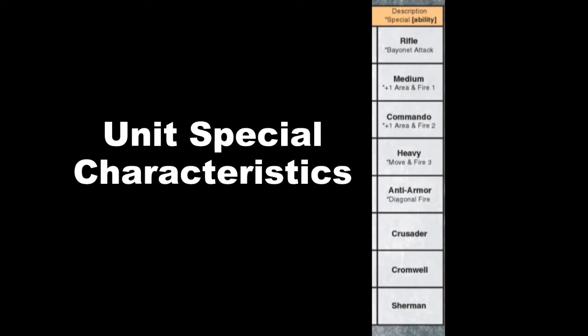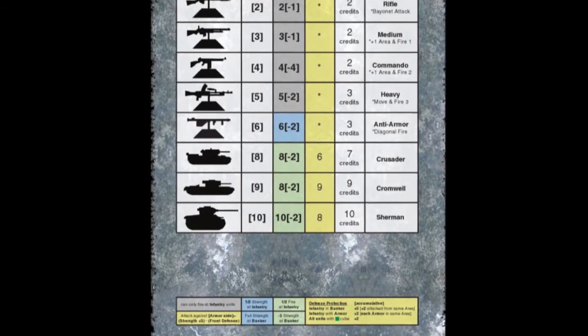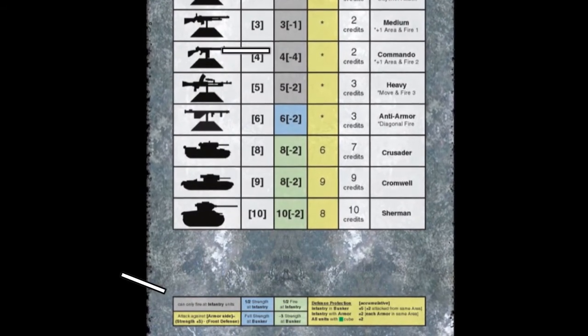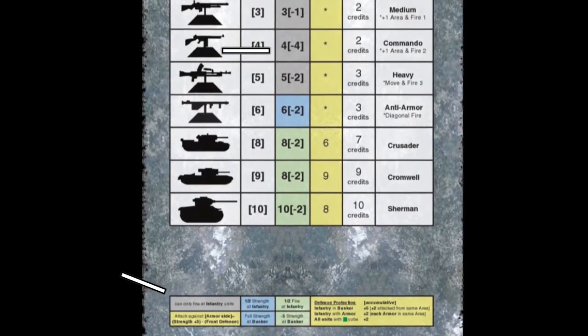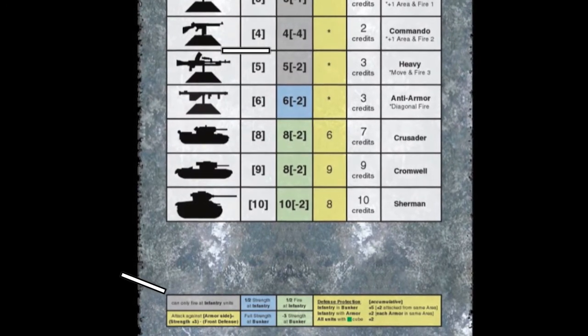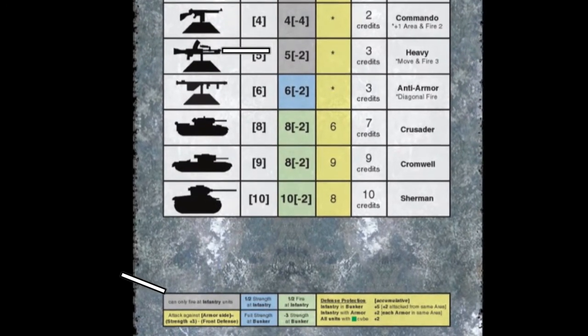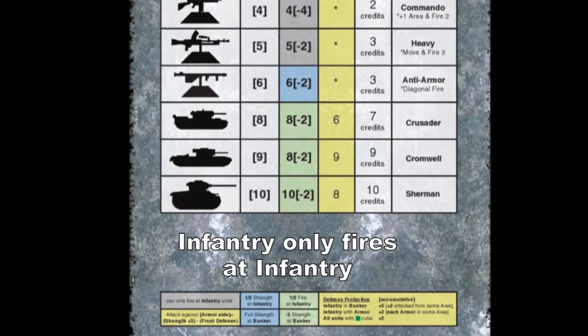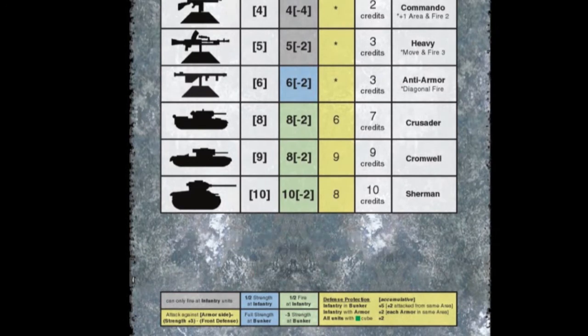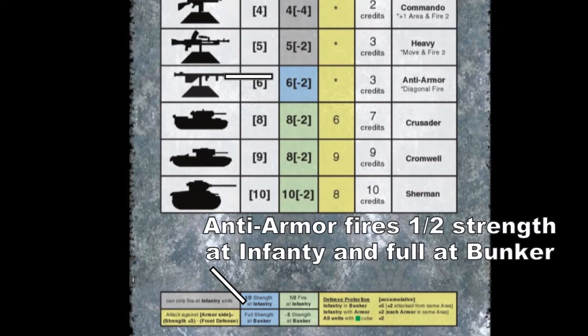Now, let's go back to the strength reduction column. As you can notice, this is color-coded. The infantry here are color-coded in gray, and at the bottom down here, you'll notice that that's colored in gray. Infantry units can only fire at other infantry units. The anti-armor is in blue, and it's got a little blue here at the bottom of the card, and it lets you know that anti-armor can fire half strength at infantry units and full strength at a bunker.